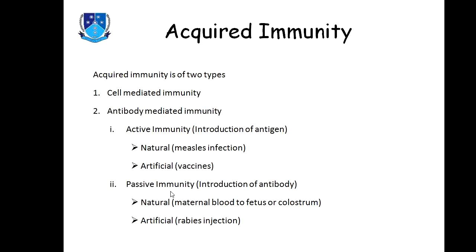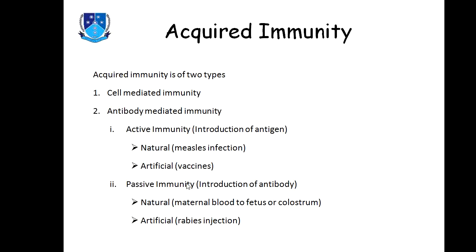For example, natural passive immunity is exemplified by fetal blood and the colostrum. When the mother feeds the baby with the first milk, that is called colostrum. That colostrum contains a large number of immunoglobulin A antibodies that are given to the baby. The introduction of antibody to the baby naturally is passive immunity.